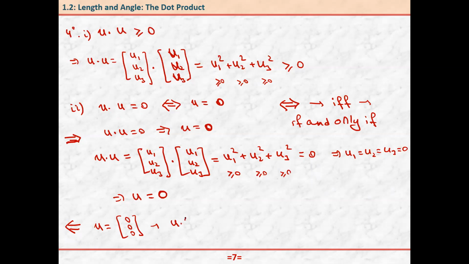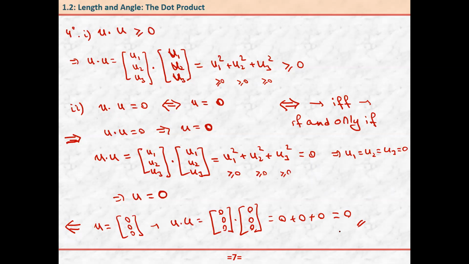Since u is a 0 vector, all its components are 0. So what is u dot u then? It is just (0, 0, 0) dot (0, 0, 0), which gives 0 plus 0 plus 0. That is equal to 0. That is the proof of the last property.